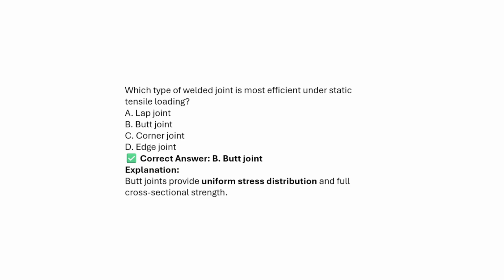Which type of weld joint is most effective under the static tensile loading? Lap joint, butt joint, corner joint, edge joint. So it will be the butt joint. Butt joint provides the uniform stress distribution and full cross-sectional strength.